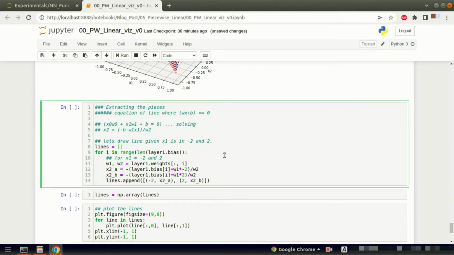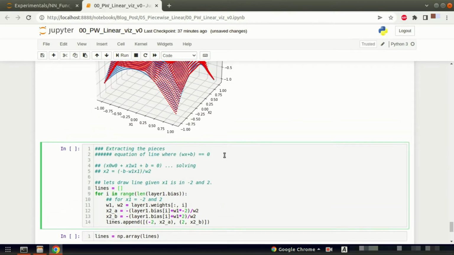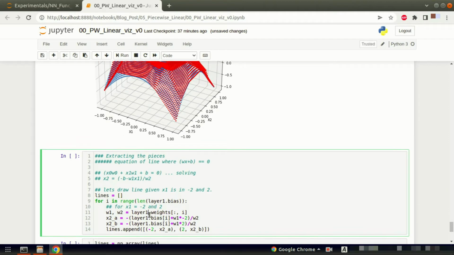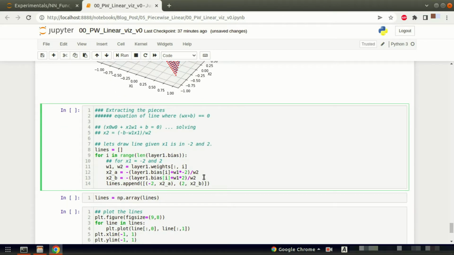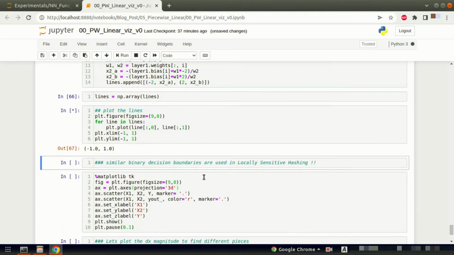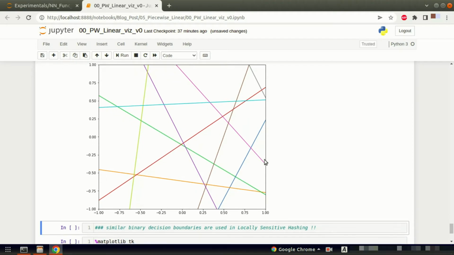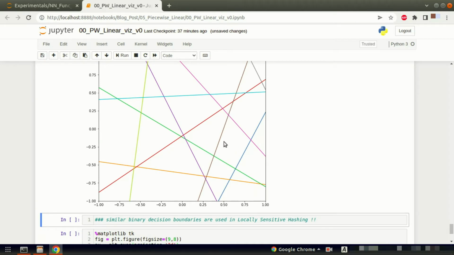So we can extract these pieces by looking at the weights and bias, because we can convert these weights to the equation of a line in a 2D plane, and doing that we get the lines, and it is plotted here. So these are the decision boundaries at axis equals 0 for the ReLU, and all of these combine together to form the pieces. Here is one piece, this is one piece, this is one piece, and this is one piece, and so on and so on. All these points are pieces.